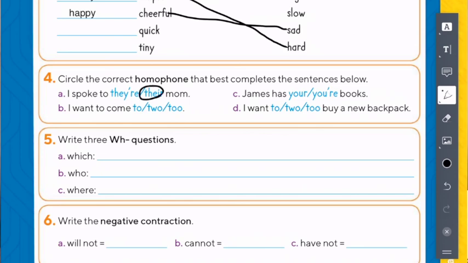Letter B, I want to come to or two. Okay? To means that you are going to give something to another person. Two is the number 2. So the answer is two with double O. Correct. And now is the time to pause the video again and answer letter C and letter D. Right? You can pause the video right now.